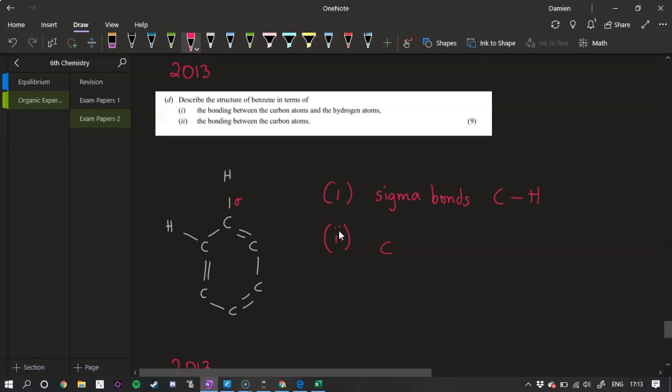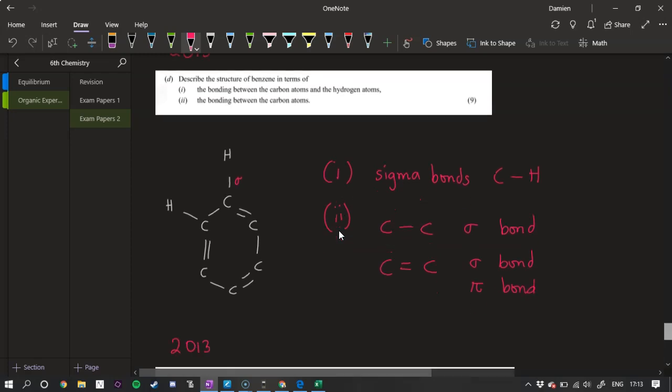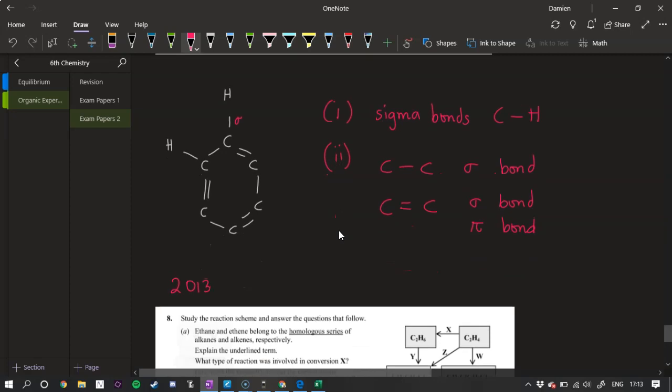So in between the carbon atoms, if it's a C single bond C, that's going to be a sigma bond. However, if it's a C double bond C, you're going to have a sigma bond and a pi bond. And that gets you the marks for that. That's all that's needed, nothing more than that.